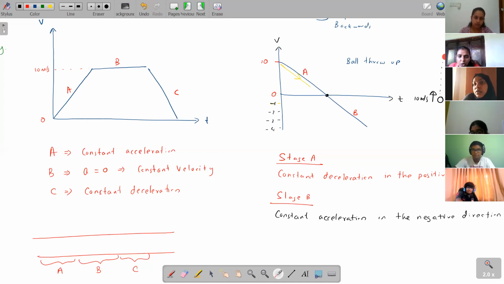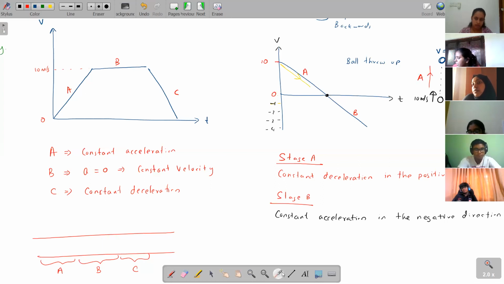Answer me now. You'll have to talk with me. When the ball goes up, speed decreases, the velocity decreases. The velocity decreases until what? Until you come to a stage where the velocity becomes 0, its maximum point. So then that is this part. So this is stage A.